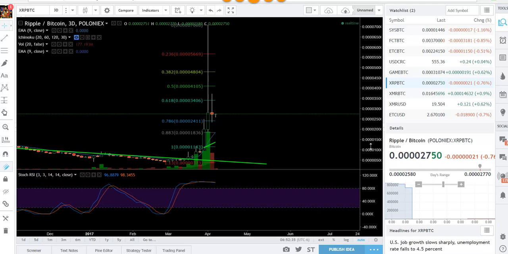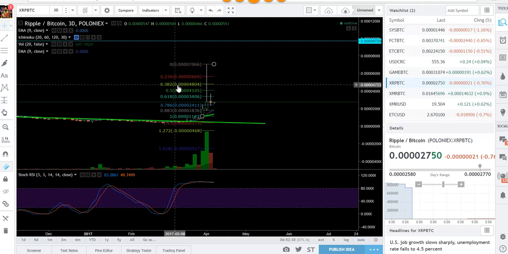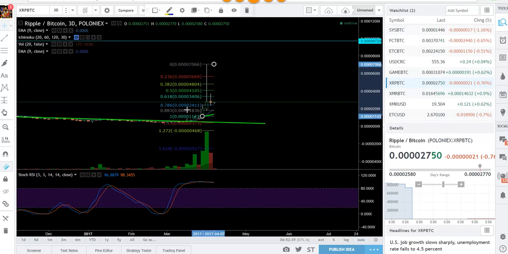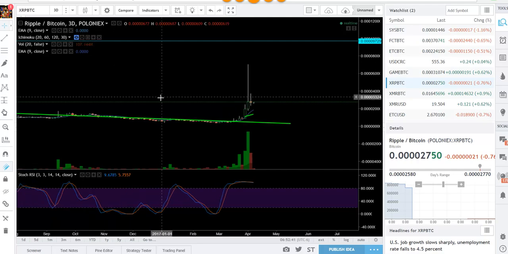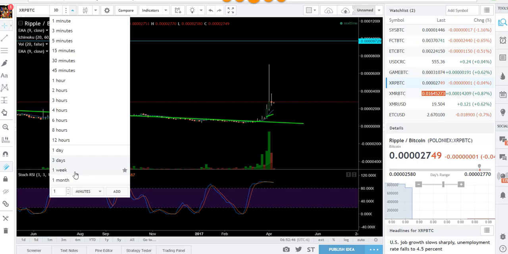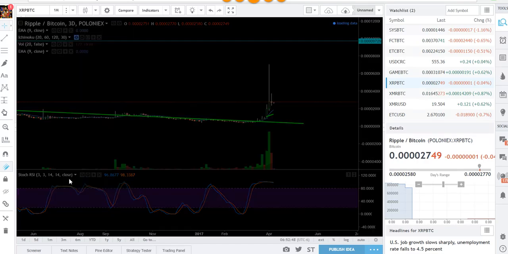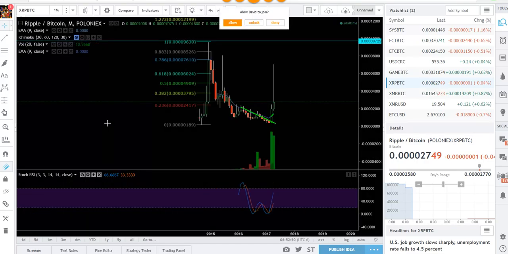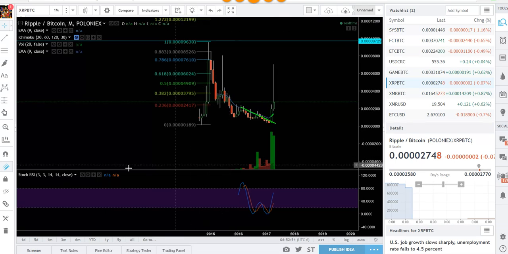Okay. Now let's start at the beginning. Like when we're first looking at a market, I start all the way out and zoom in. I start with the monthly.